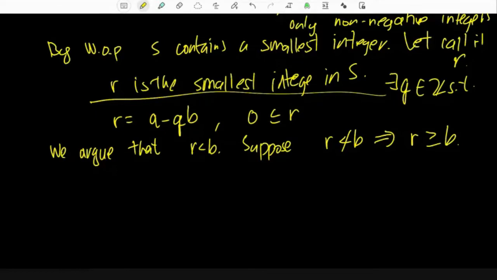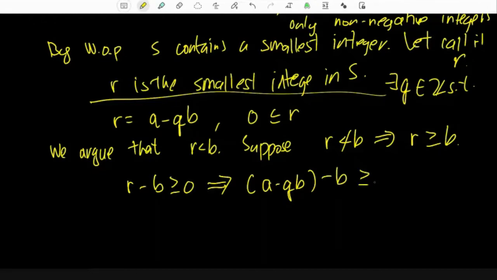If R is greater than or equal to B, automatic yung R minus B greater than or equal to 0, right? We just transpose B on the other side. Pero, ang ibig sabihin niyan, di ba ang R natin ay A minus QB. So, substitute natin yung R na A minus QB minus B is greater than or equal to 0. Right? Yan yung R minus B natin. Kung saan sinubstitute natin yung value ng A minus QB sa R.